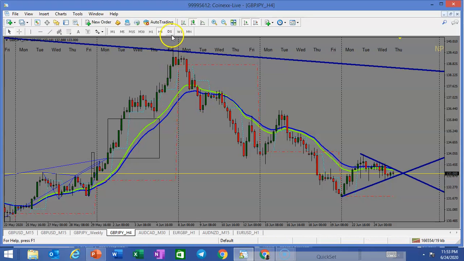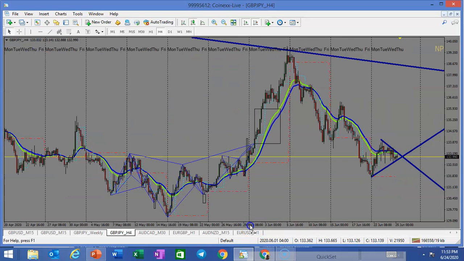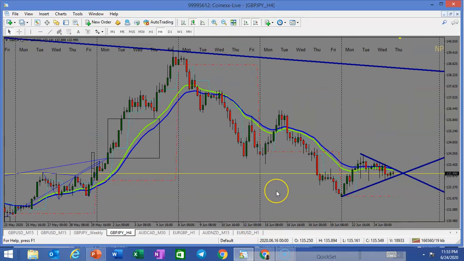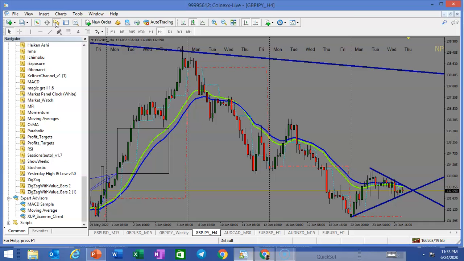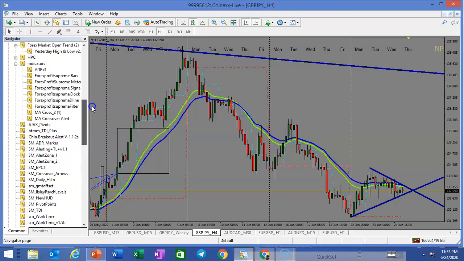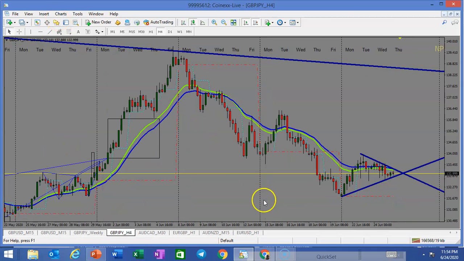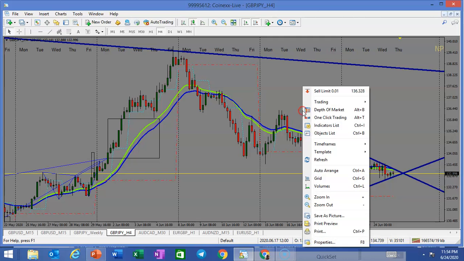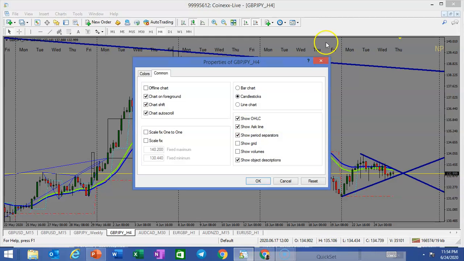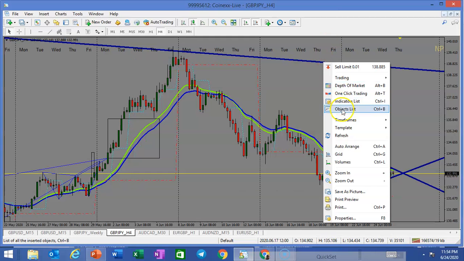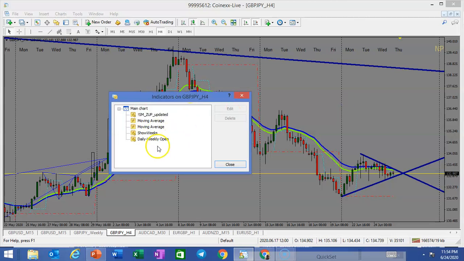Now I want to bring something to you all's attention. I am using MetaTrader 4. And I have indicators to help me trade. Now, one of my favorite indicators, sorry, I'm looking for my indicator list, is this daily weekly open.